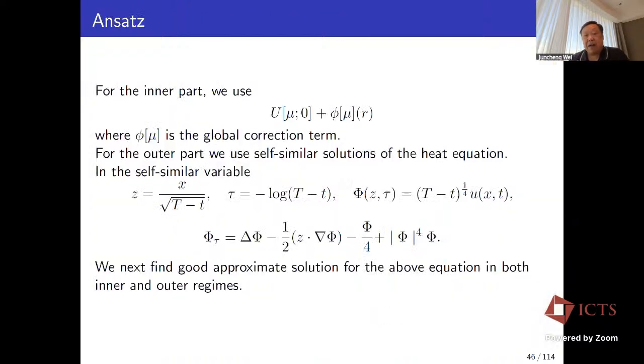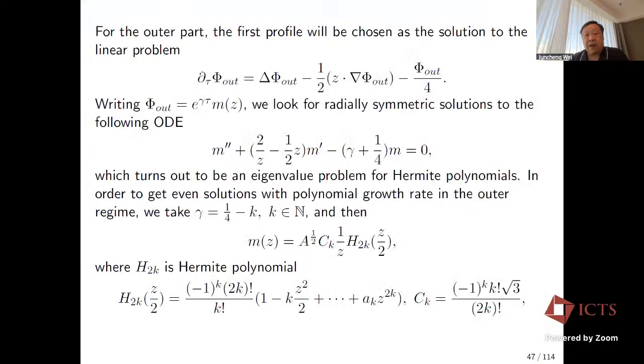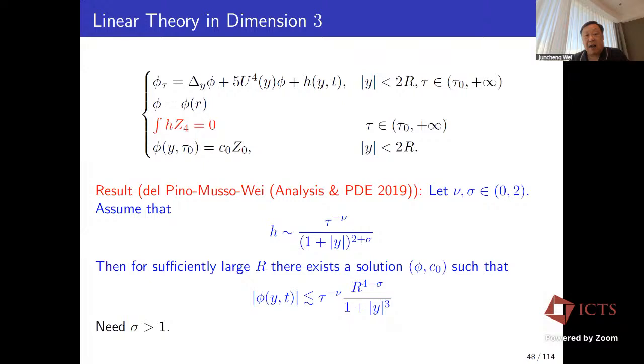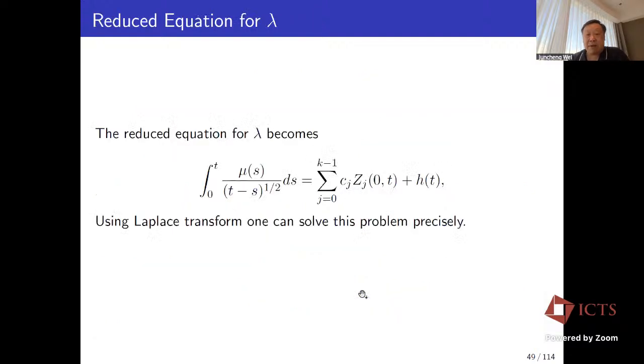And for the inner part, you do the same, and the issue now is how many R's you lose. Here in dimension 3, unfortunately, you lose a lot more R's. You need R to the 4 minus sigma. And this is a huge problem in dimension 3. And the reduced problem is also non-local. For this non-local ODE, we use the Laplace transform to solve this problem. So this is the dimension 3 case.